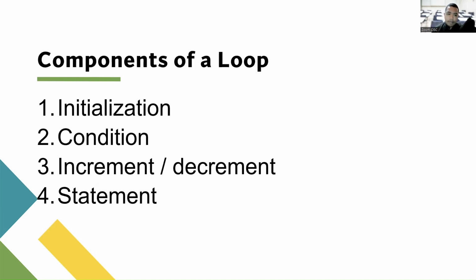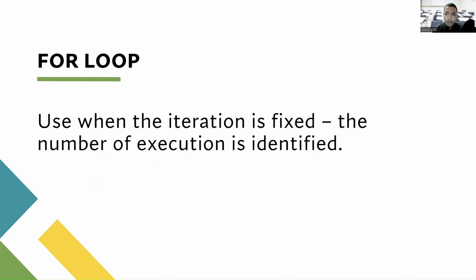Again, the loop will not work without its components. So as a short recap, the components of the loop are as follows: the initialization, the condition, the increment or decrement, and the statement which is repeatedly executed in the loop depending on the problem that we have. Now, for the for loop, again, this is the third type of loop that we're going to discuss in Java.